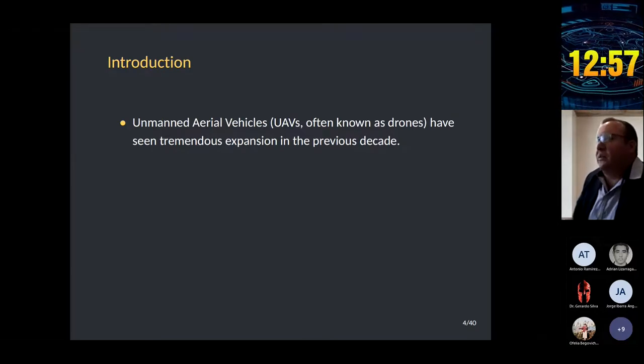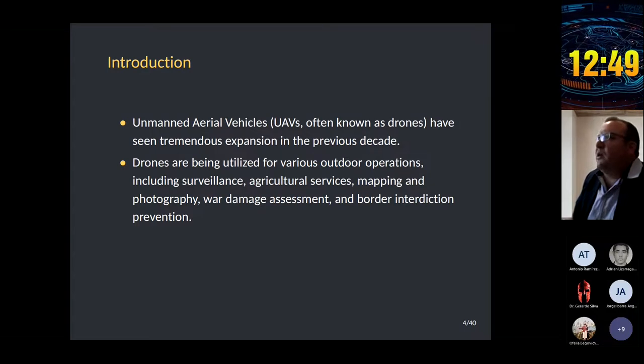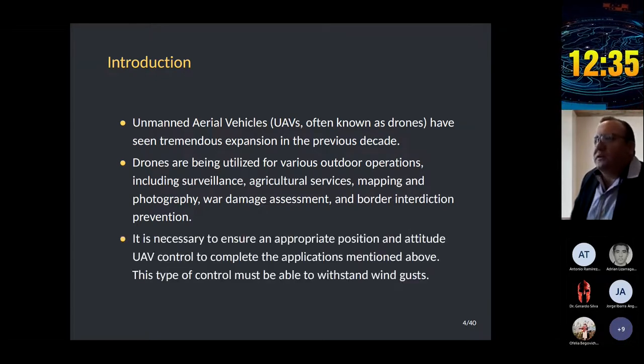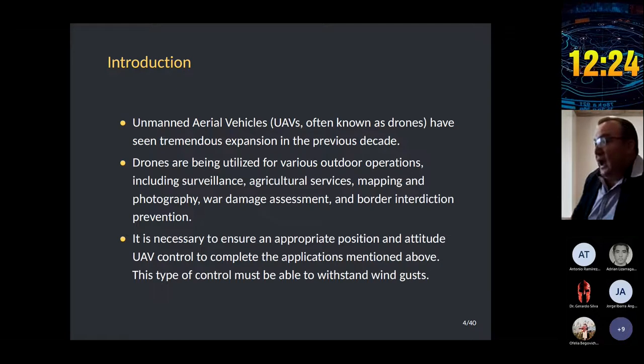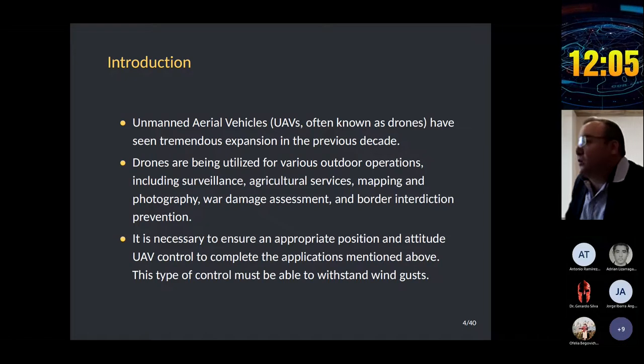First, introduction. Quadrotor robots have had tremendous expansion in the previous decade. The reason is that these robots have many applications, like agricultural services, mapping and photography, and border assessment, and border interaction, etc. In order to do these applications, we have to ensure appropriate position and attitude control. This type of control must be able to withstand wind, because these systems are very sensitive to disturbances like wind.